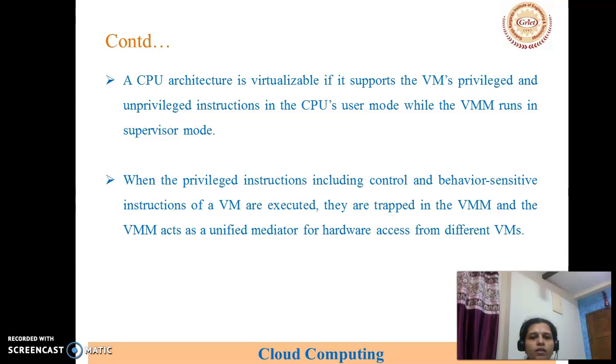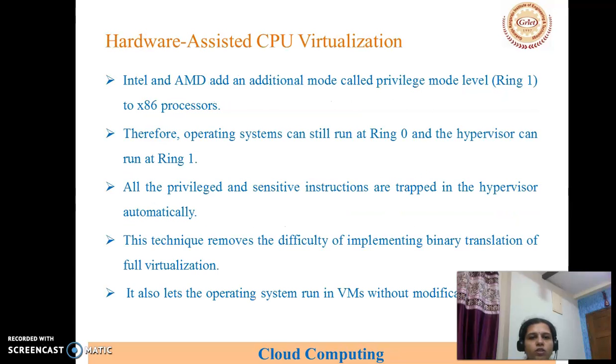A CPU architecture is virtualizable if it supports running the virtual machine's privileged and unprivileged instructions in the CPU's user mode while the VMM runs in the supervisor mode. When the privileged instructions, including control and behavior sensitive instructions of a virtual machine, are executed, they are trapped in the virtual machine monitor, and the VMM acts as a unified mediator for hardware access from the different virtual machines.